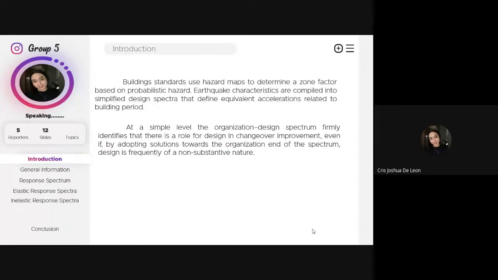Building standards use hazard maps to determine a zone factor based on probabilistic hazard. Earthquake characteristics are compiled into simplified design spectra that define equivalent accelerations related to building period. At a simple level of the organization design spectrum, firmly identifies that there is a role for design in changeover improvement, even if by adopting solutions towards the organization end of the spectrum, design is frequently of a non-substantive nature.